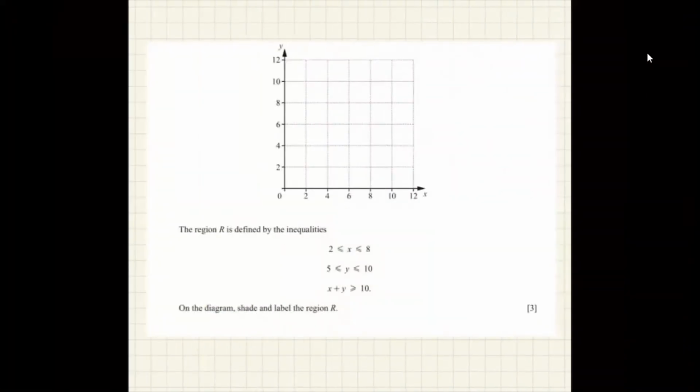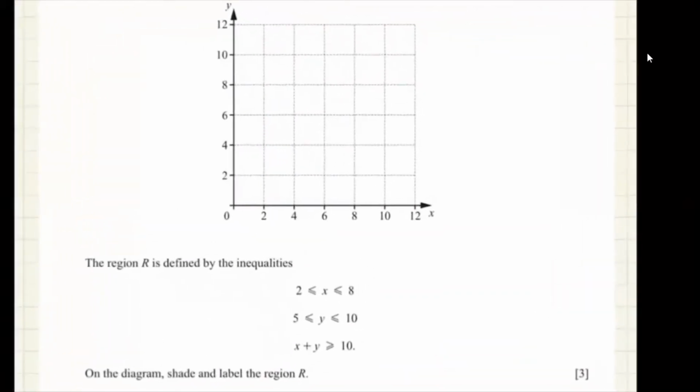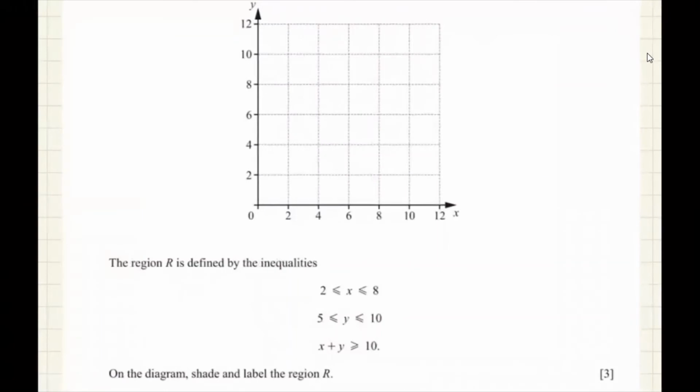The second one: the region R is defined by these inequalities. On the diagram, shade and label the region R. Now let's look at these closely. x is less than or equal to 2, and x is greater than or equal to 2 and less than or equal to 8. So it is supposed to be from 2 to 8. I'm first going to make a line of x is 2, and then a line of x is 8. These are the two lines: x equals 2, x equals 8.